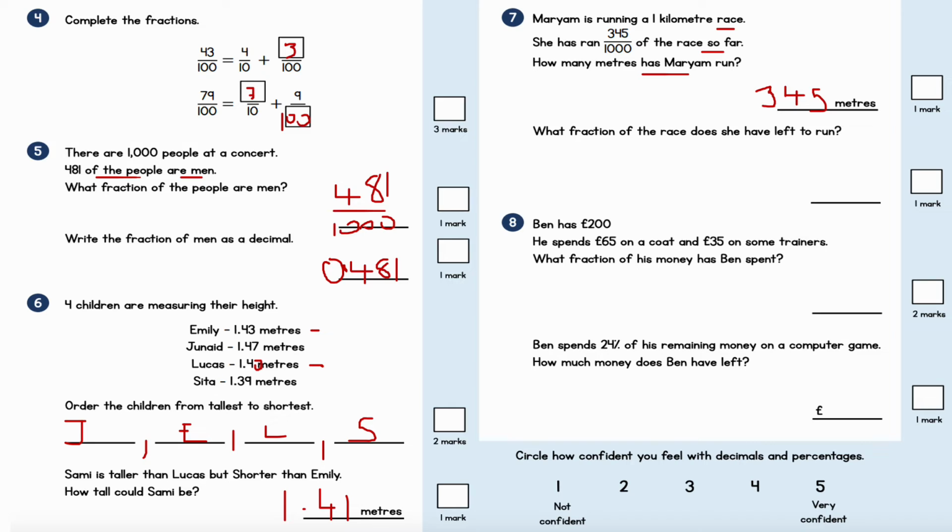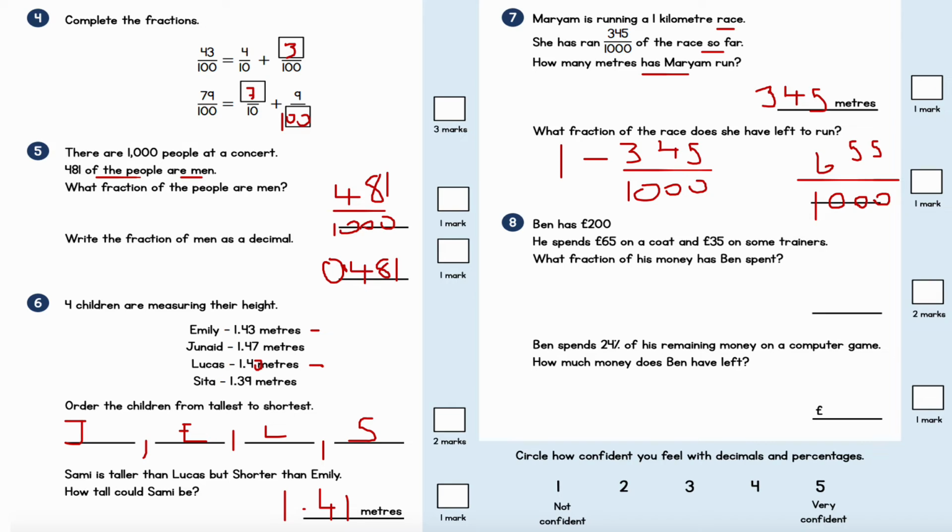What fraction of the race does she have left? Well, if I do 1,000 takeaway 345, I get 655 out of 1,000. Which I could simplify, but the question's not asking that, so I'll leave it at 655 over 1,000. Because this fraction plus this fraction equals 1,000 over 1,000, which is equal to 1.